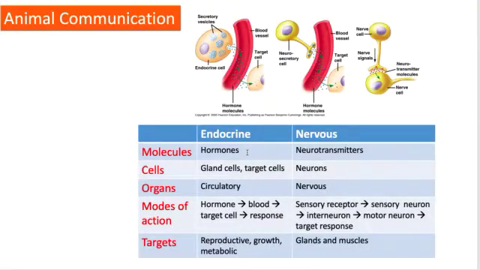All right, so animal communication. This is another version of the slide that I began this slideshow with. Again, there are features here that distinguish the two systems. We're going to start with molecules, then cells, then organs, then modes of action, and then targets. These are all really important, from my point of view, things you should know. Like the last test, this is open book, so you'll have access to this table, so make sure you use it.